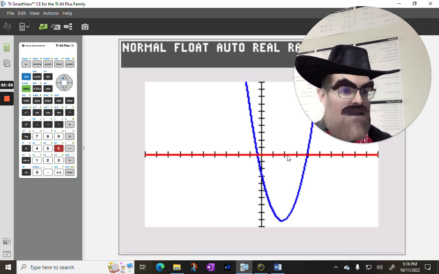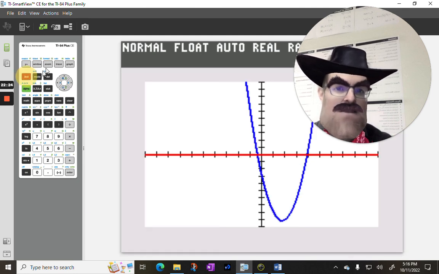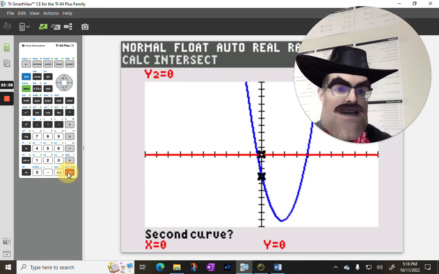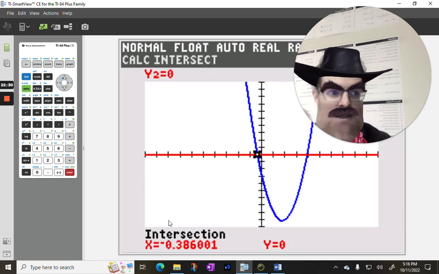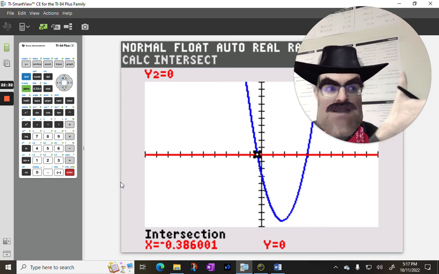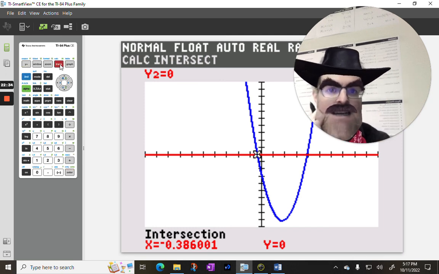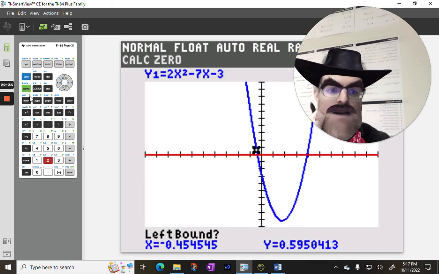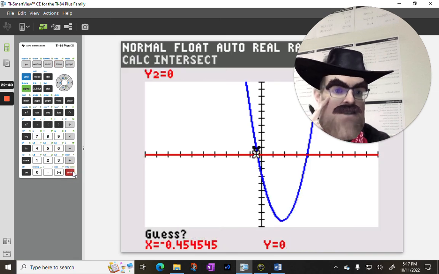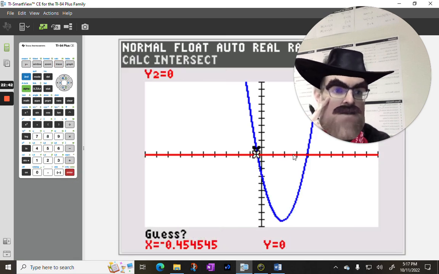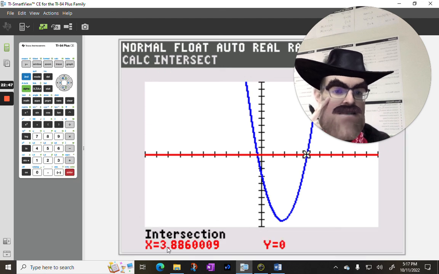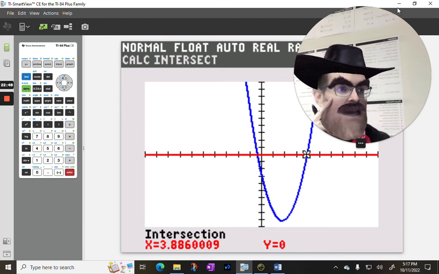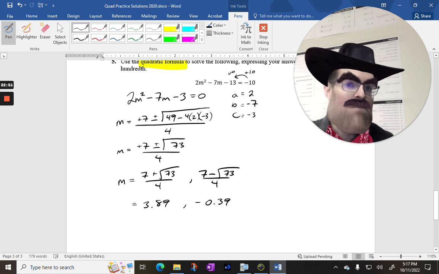Okay, these look like they could be right. Let's double check. Second trace 5, enter, enter, enter. Hey, there's that number right there, negative 0.39. Yeah, that looks good so far. Thumbs up. And then second trace 5, enter, enter, 4. Hey, there's the other answer, 3.89. Yeah, there we go.